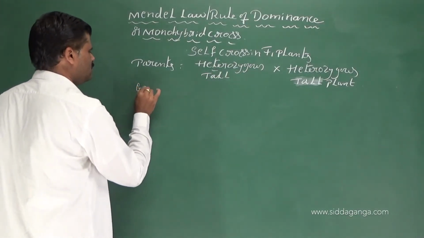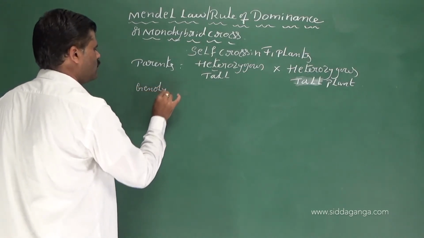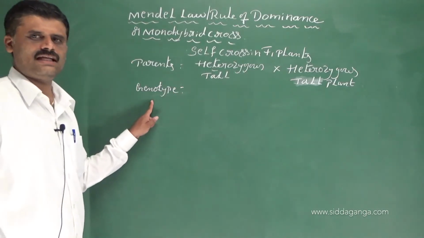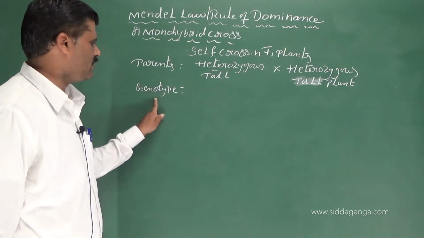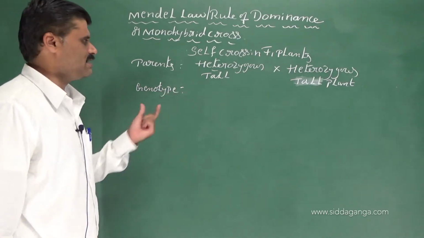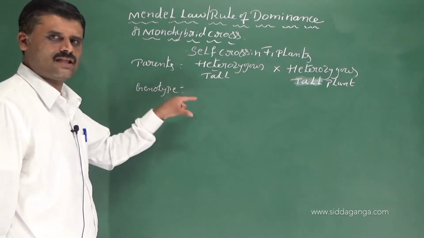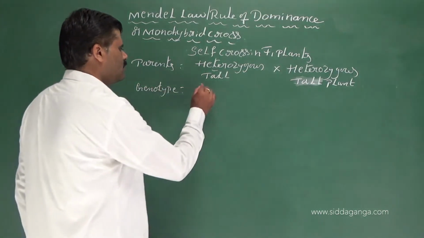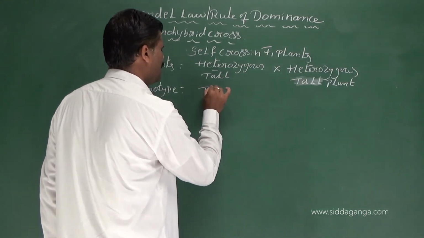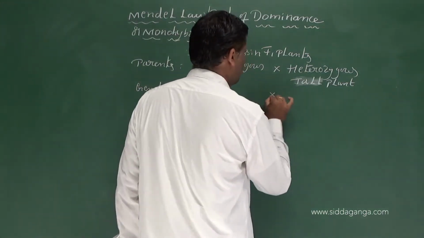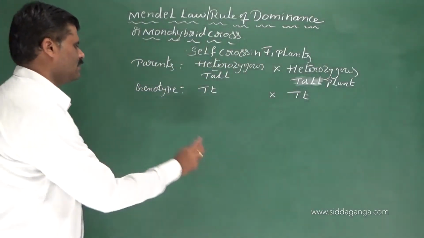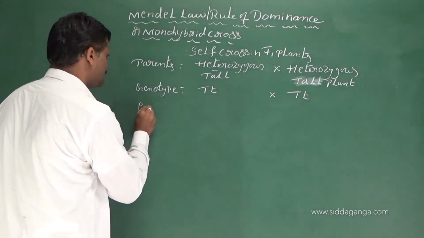Next, genotype. What is genotype? Genotype is nothing but the genetic makeup or genetic constituent of an organism. Organisms ಅಲ್ಲಿ ಯಾವುದು ಜೀನ್ಸ್ ಇರುತ್ತೆ, ಹೋಮೋಸೈಗಸ್ ಇರುತ್ತೋ ಹೆಟ್ರೋಸೈಗಸ್ ಇರುತ್ತೋ ಇದ್ರೆ ಅದರಲ್ಲಿ ಯಾವುದು ಜೀನ್ಸ್ ಇರುತ್ತೆ. ಓಕೆ, genotype, that is capital T and small t, right? Here also capital T and small t, right? Then gametes.